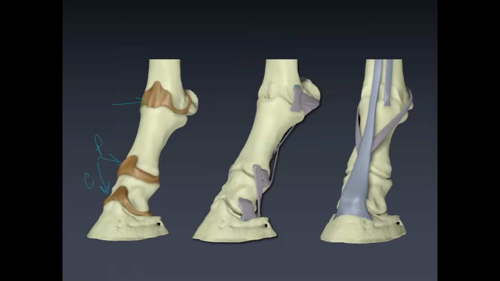So now we've got bones. They provide the rigid structure. The joints provide the means for motion between those bones, but still we need something to hold things together. And the things that hold bones together are ligaments. They're the same things that you hurt when you roll your ankle if you've been playing flag football. And the most important ones are these 3 sets of collateral ligaments, because without those, the cannon bone, the long pastern, the short pastern, and the coffin bone wouldn't be attached to each other.